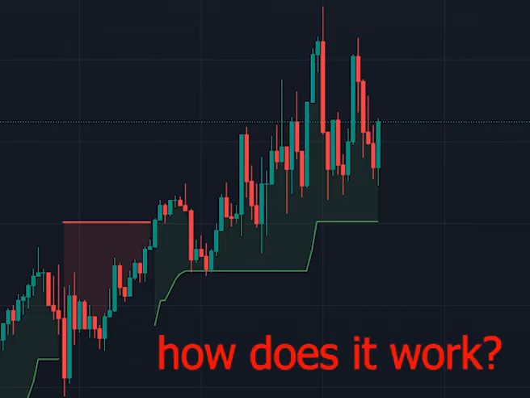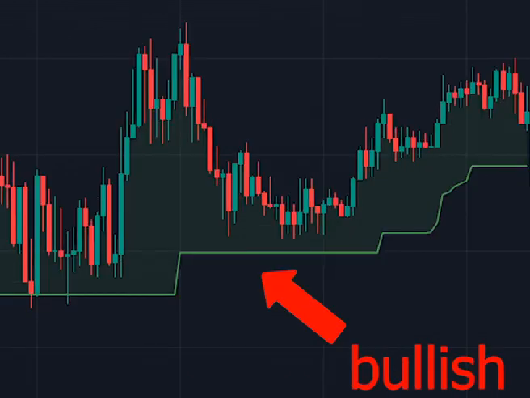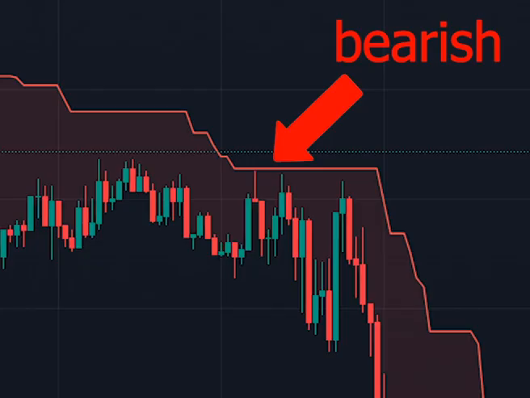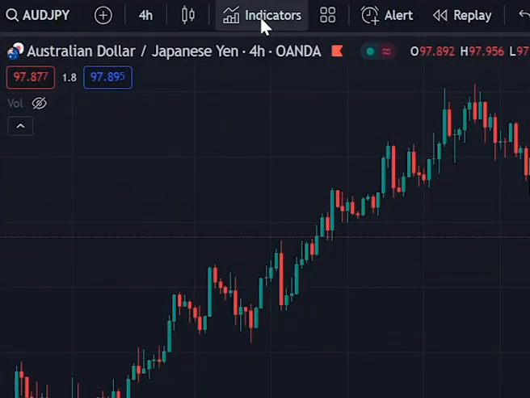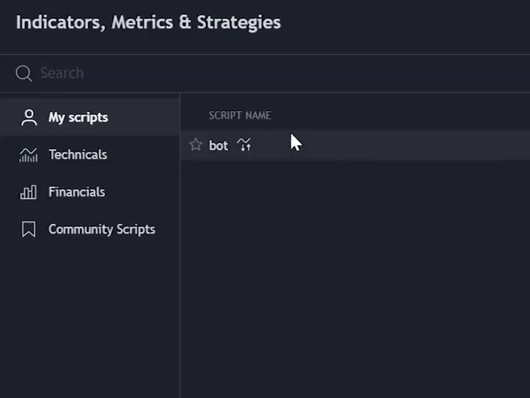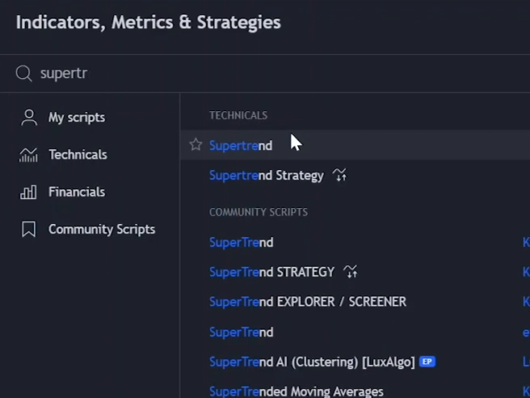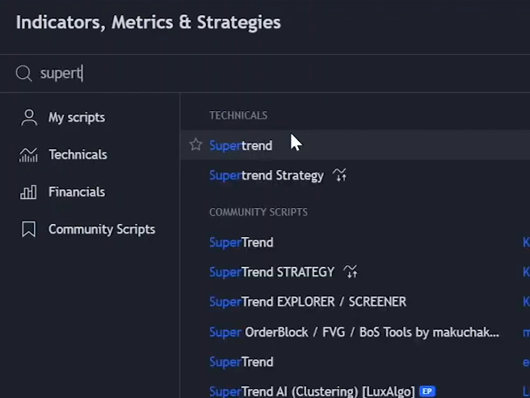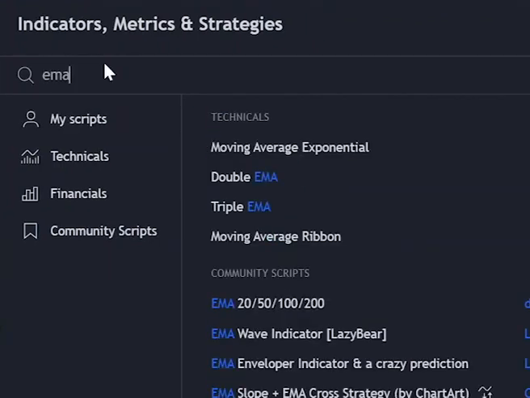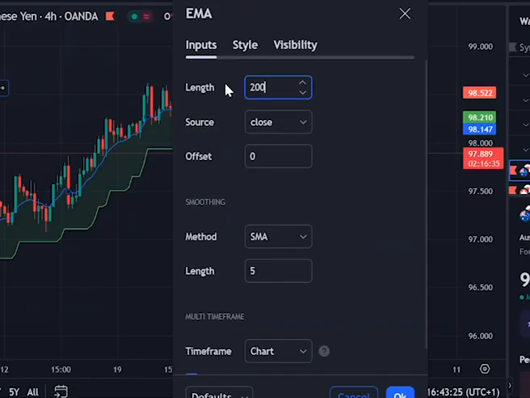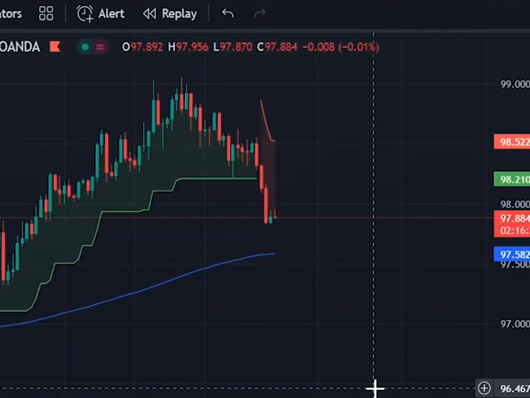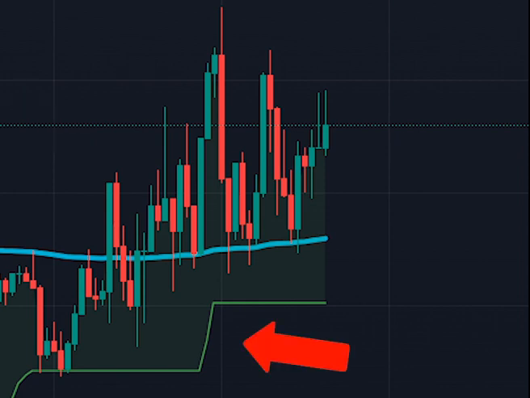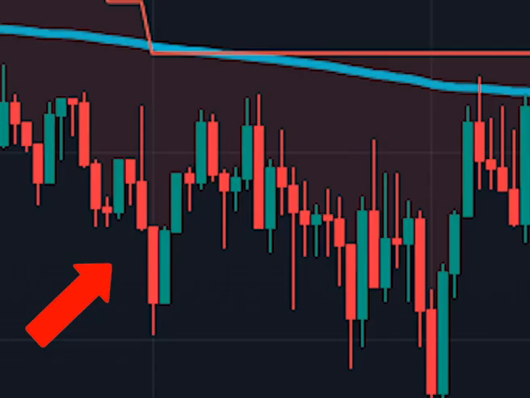But first, a quick explanation of how the super trend indicator works. When the line is green, the trend is bullish, and when the line is red, the trend is bearish. In the first strategy, just add your super trend indicator by pressing the indicators button on TradingView. Then just select the first result. Then, add the EMA and change its length to 200. Buy when price closed above the EMA and the trend is bullish, and sell when price closed under the EMA and the trend is bearish.